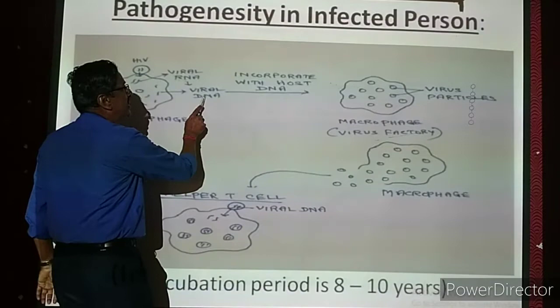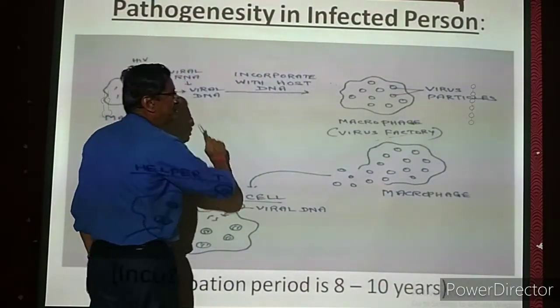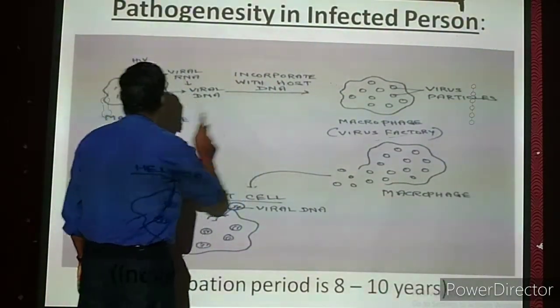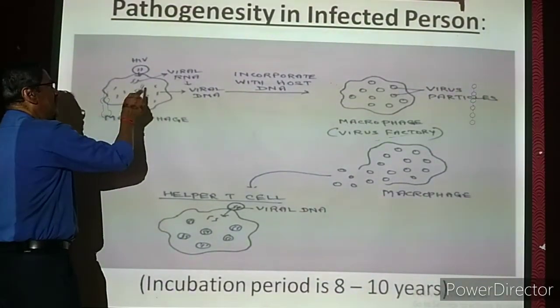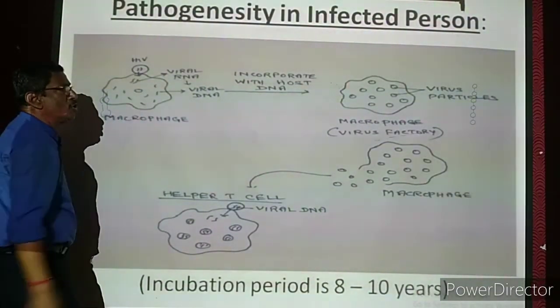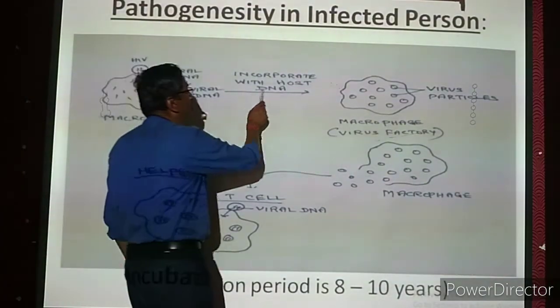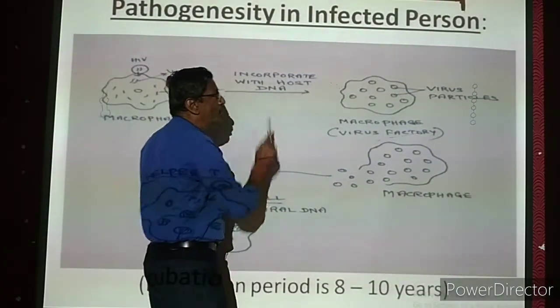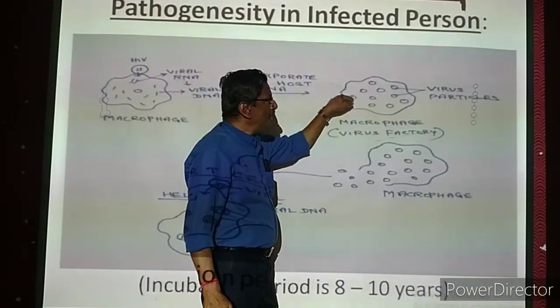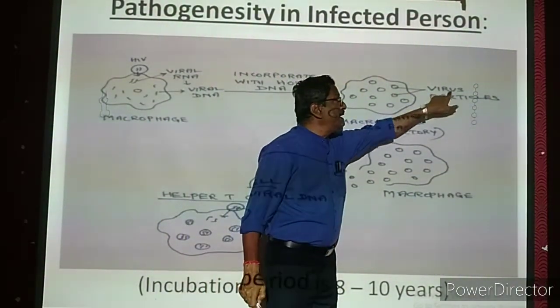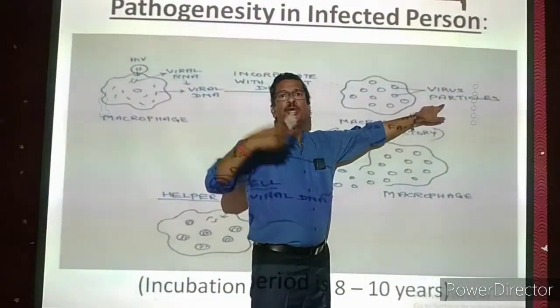Now the viral DNA incorporates, that means joins, with the host DNA. Host is the macrophage. It has its own chromosome, its own DNA. Both will incorporate. As a result, once they are incorporated, the viral DNA makes the cytoplasm of the macrophage produce virus particles. Virus particles means new viruses.